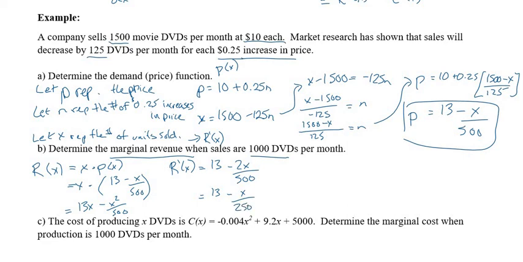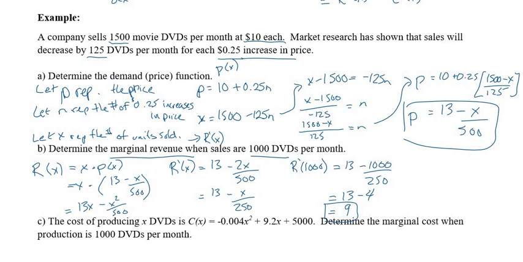Lastly, what it's really asking for is the marginal revenue at 1,000 DVDs per month. So that's R prime of 1,000, which is equal to 13 minus 1,000 over 250. 1,000 over 250 is just 4. So that's $9.